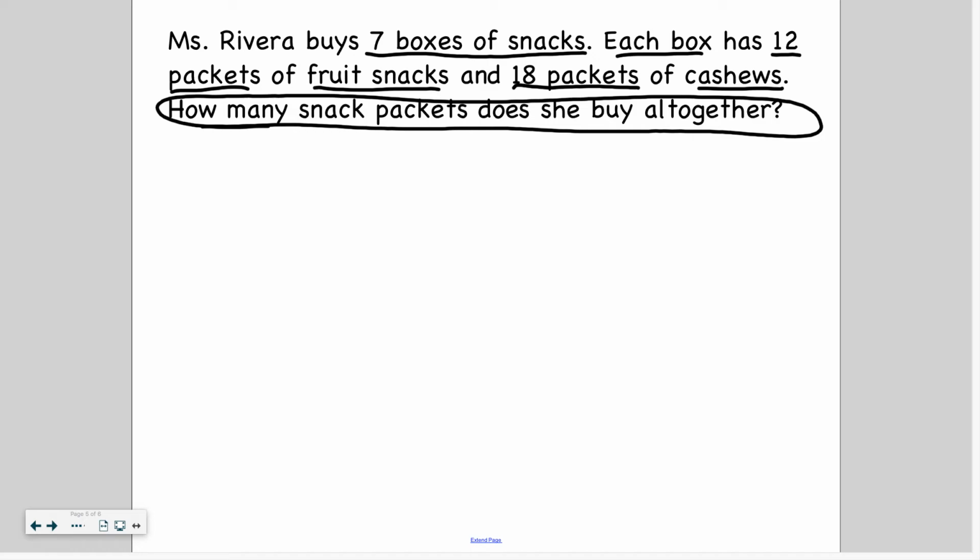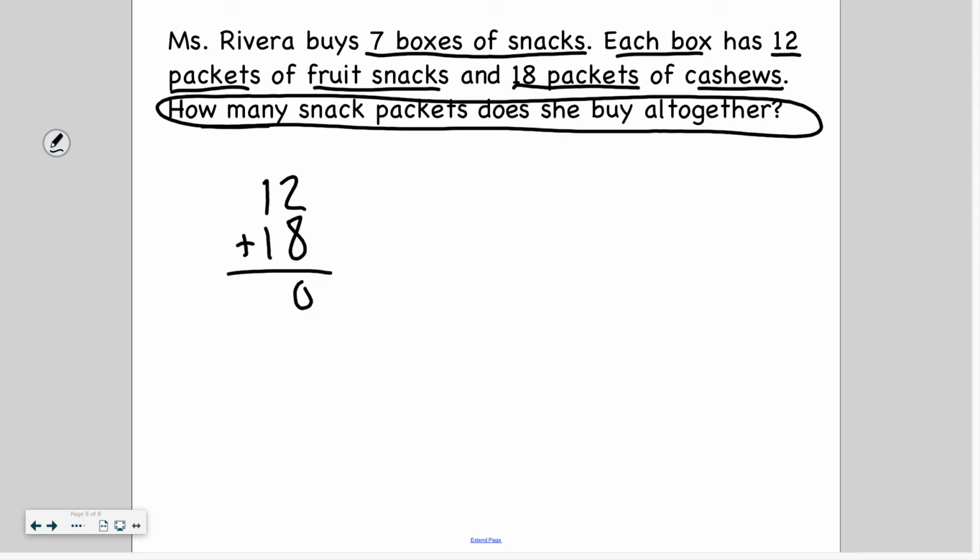Okay, welcome back. So we know there are 7 boxes of snacks, and each box has 12 packets of fruit snacks and 18 packets of cashews. So you know what? I don't know how many packets there are in each box. I know how many fruit snacks, I know how many cashews. But I want to know all the snack packs together, regardless of what's inside. So let me add each type of snack pack, so I know how many snack packs altogether come inside of each box.